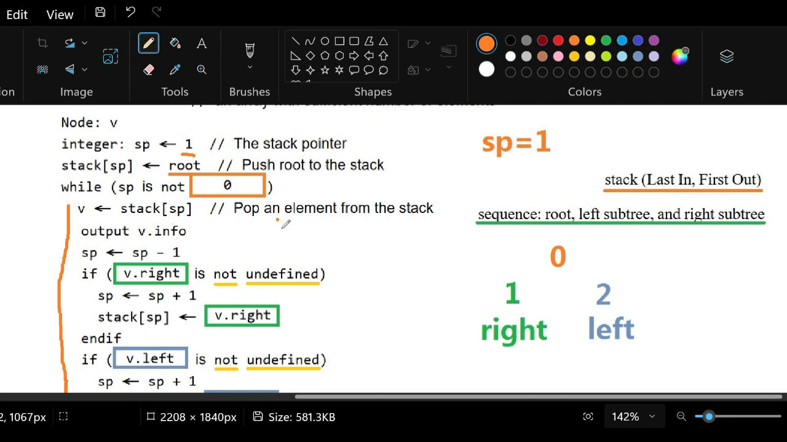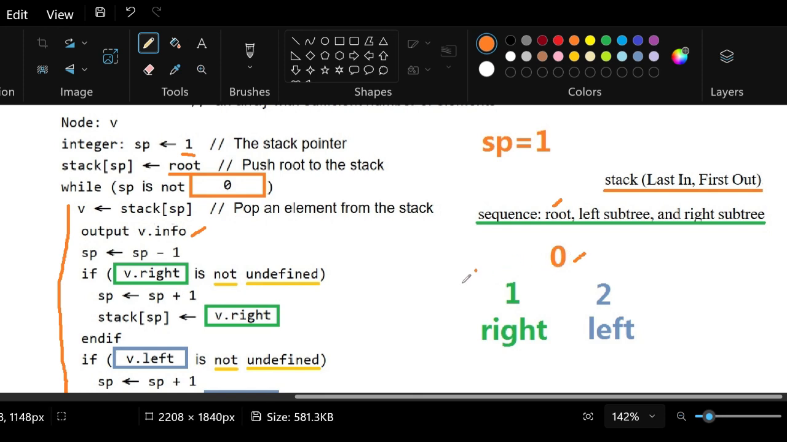It says here that we need to pop an element from the stack. And in this case, that would already be the root. So our sequence where we need to output the root is okay. Now the next thing that we need to do is subtract 1 from the SP. Currently at 1, now 1 minus 1 gets 0.